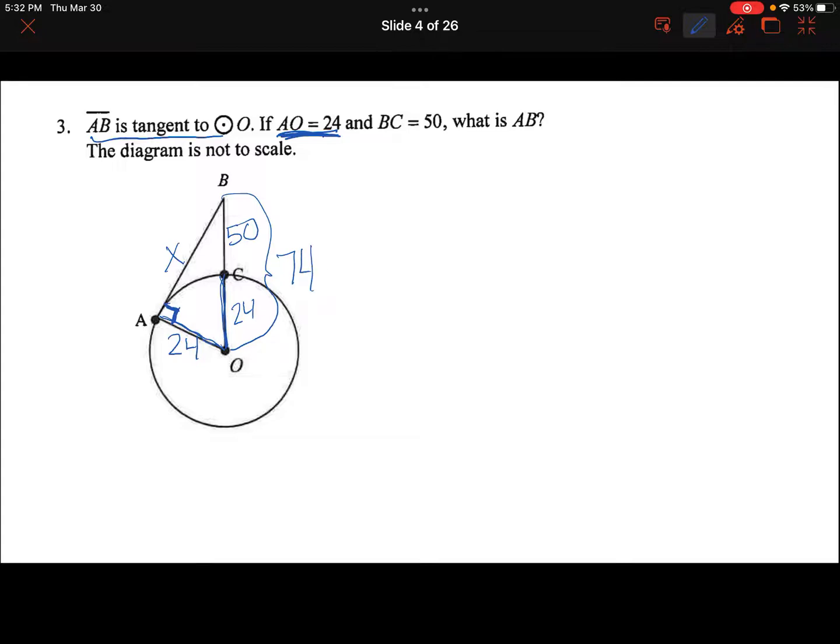And we simply need to do the Pythagorean theorem, unless you know that this is a Pythagorean triple. We may find out that it's a triple. Once we finish working it, we'll see. So the legs are x and 24. x squared plus 24 squared equals 74 squared. And we're just doing the math here. We have 24 squared, which gives us 576.